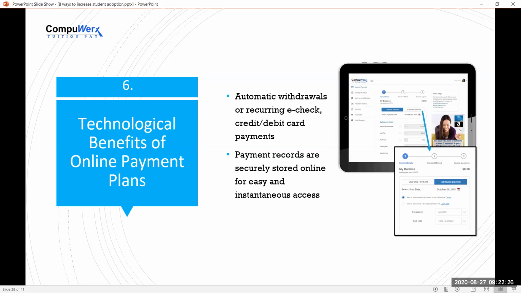Technology. Use the technology. Set up a payment plan with automatic withdrawals through e-check, credit cards and debit cards. And also provide the payment records or payment history for the students online, securely stored, so that students will be able to access it at any time that they need to.